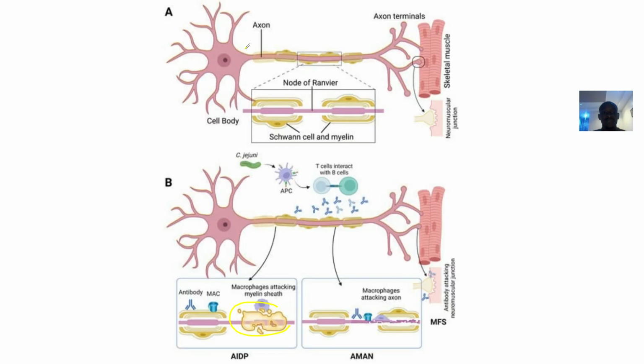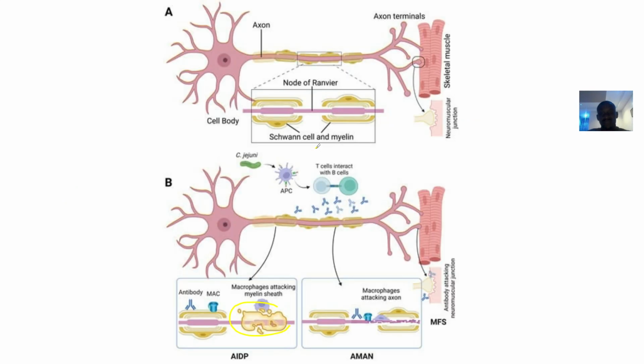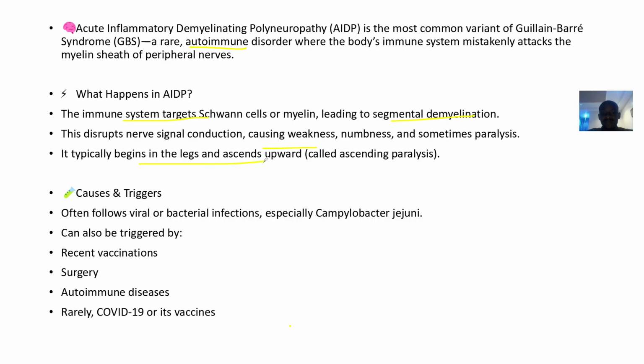Okay, so what actually happens in the acute inflammatory demyelinating polyneuropathy? So the immune system targets the myelin cells, leading to segmental demyelination. This disrupts your nerve conduction, so nerve conduction is not going on as it should. So you have weakness, you have numbness, paralysis can also set in. So it typically begins in the legs, ascends upward, called ascending paralysis.